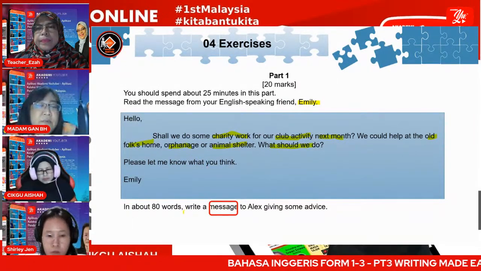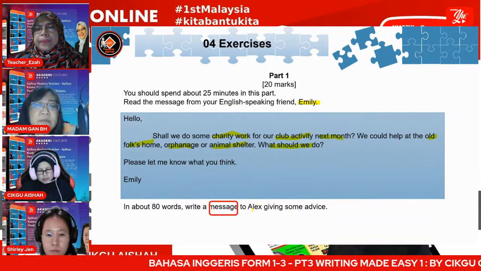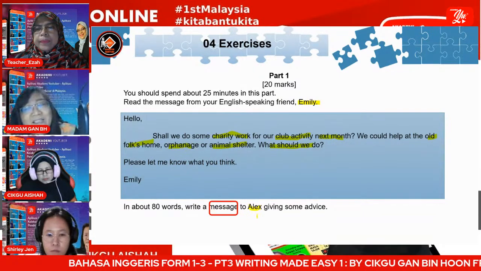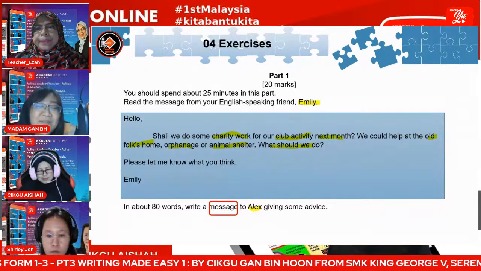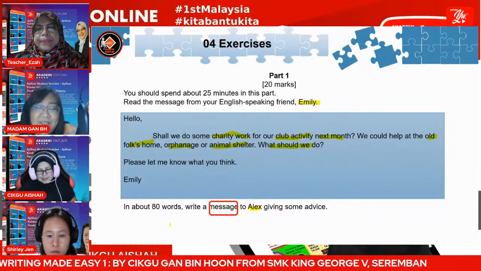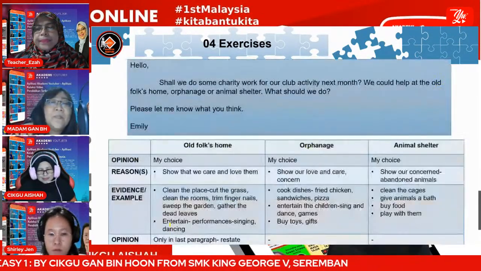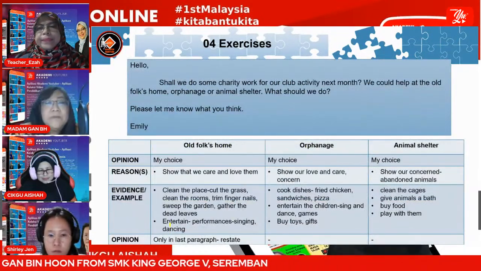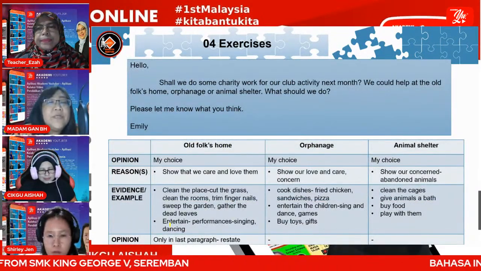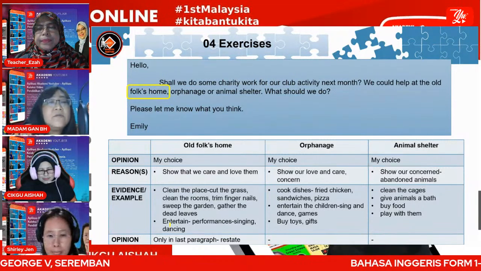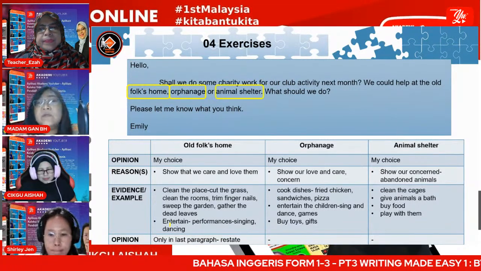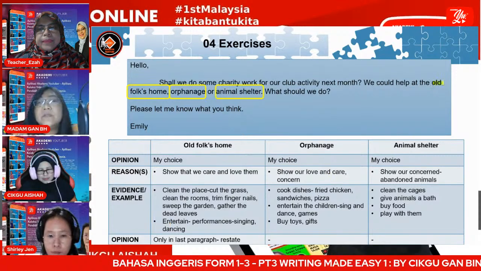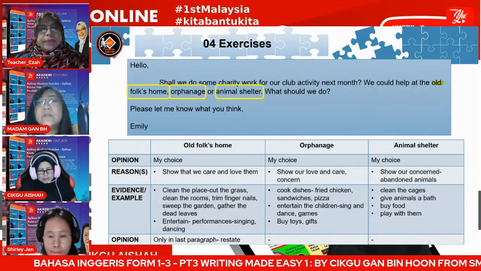In about 80 words, write a message to, sorry, wrong name. I didn't change the name because earlier it was Alex. So write a message to Emily giving some advice. This is the question. Remember that you have 3 choices: either old folks home, orphanage, or animal shelter. So this is how you write in your exam.